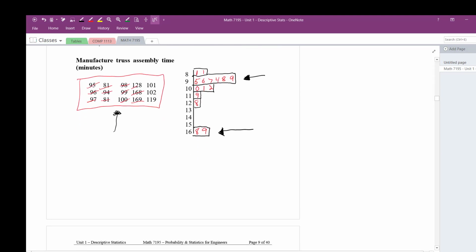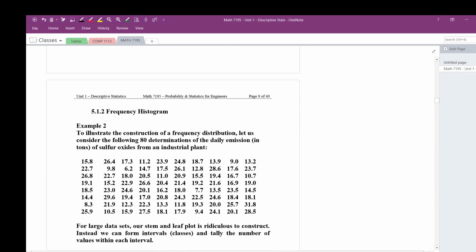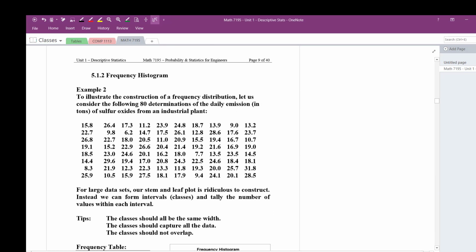The next type of graph is a little bit better, a little more professional. We'll call this a frequency histogram. And this one works a lot better than the stem and leaf plot because it will handle larger data sets.